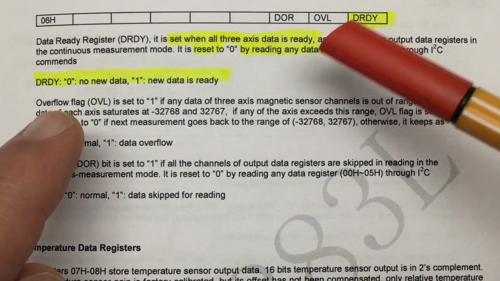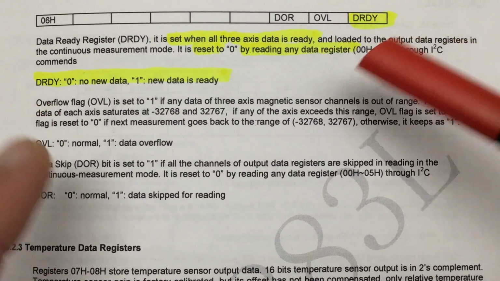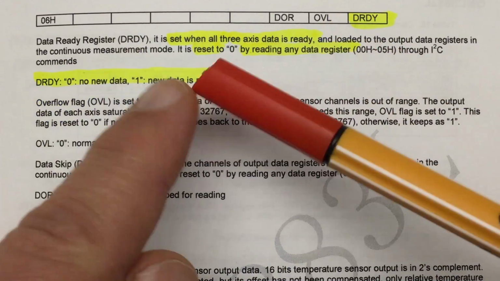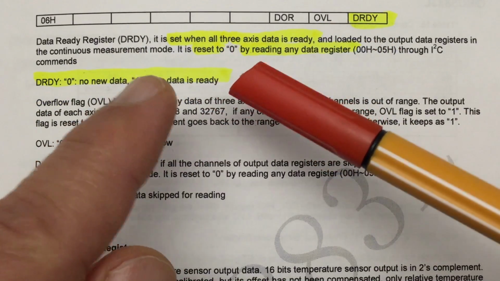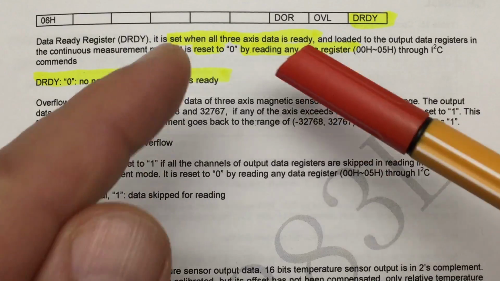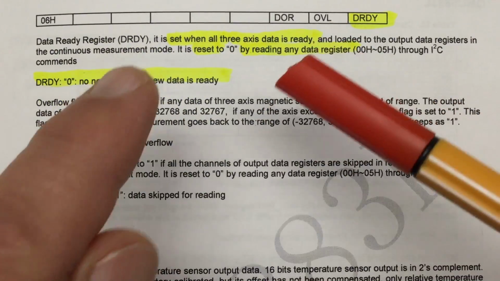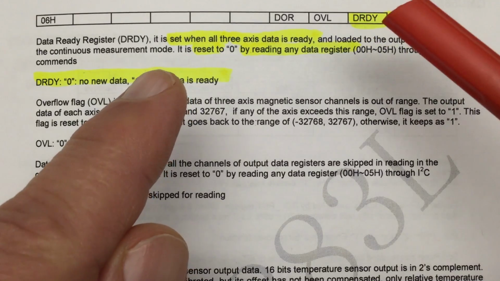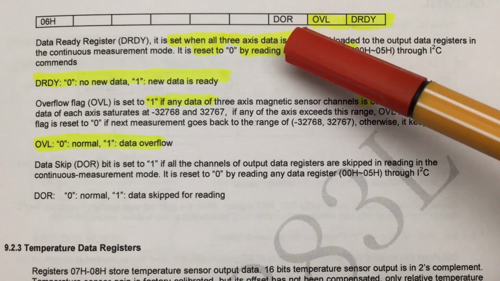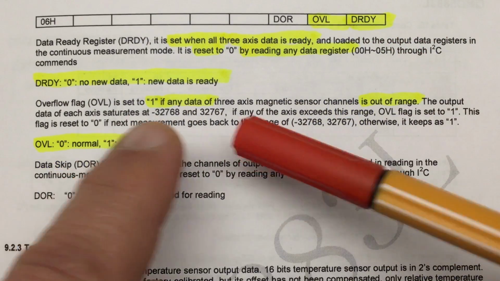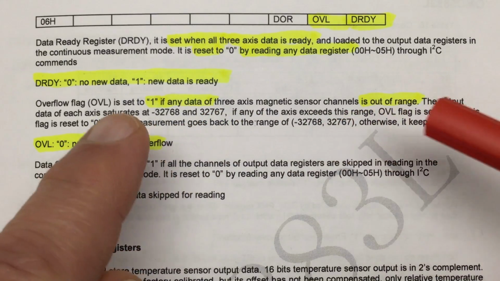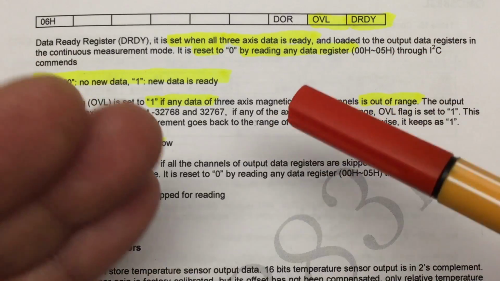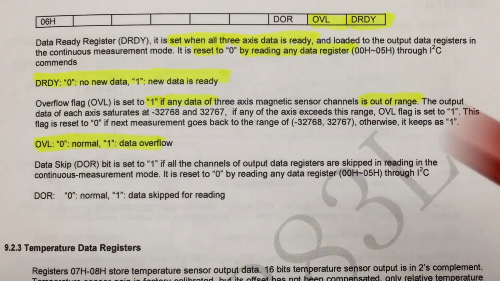But the next register, called status register, holds 3 bits which are really important when interpreting that data here. The least significant bit in that register, data ready, is set when all 3 axis data is ready, and it's reset to 0 by reading any data register. So we don't need to bother reading all 6 data registers when we have a 0 in here. The next bit, overflow, is set to 1 if any data is out of range. So again, if that is set to 1, we don't need to bother to read the data registers.